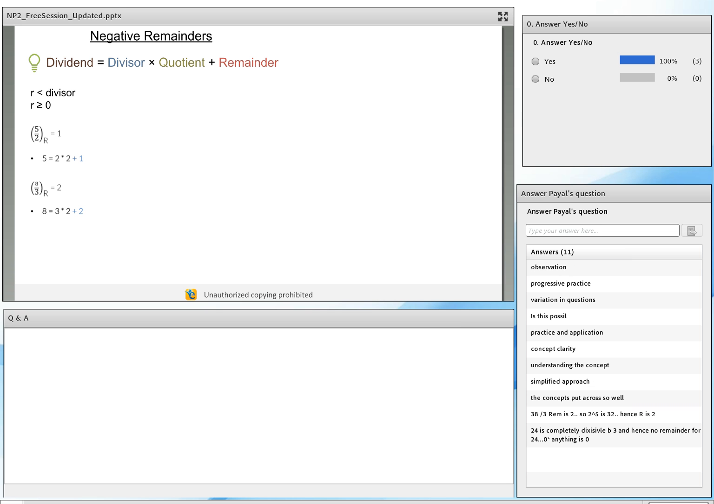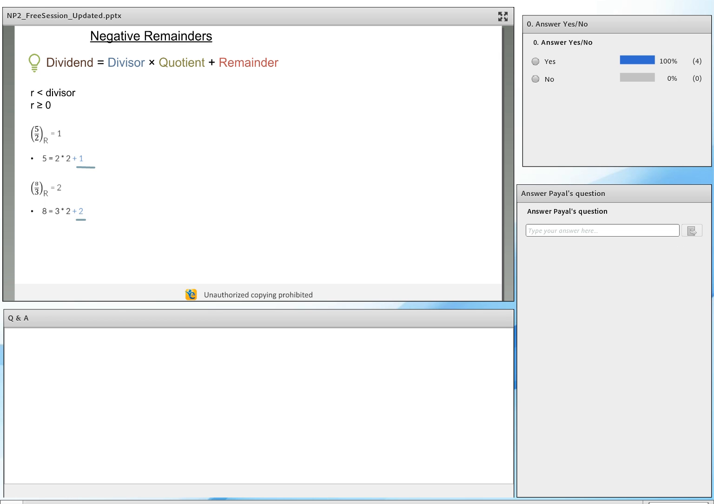Now 8 remainder 3 is 2. Why? Because we write 8 as 3 times 2 plus 2, right? So these remainders work on utilizing our constraints that the remainder is always less than the divisor and that the remainder is more than or equal to 0, right?